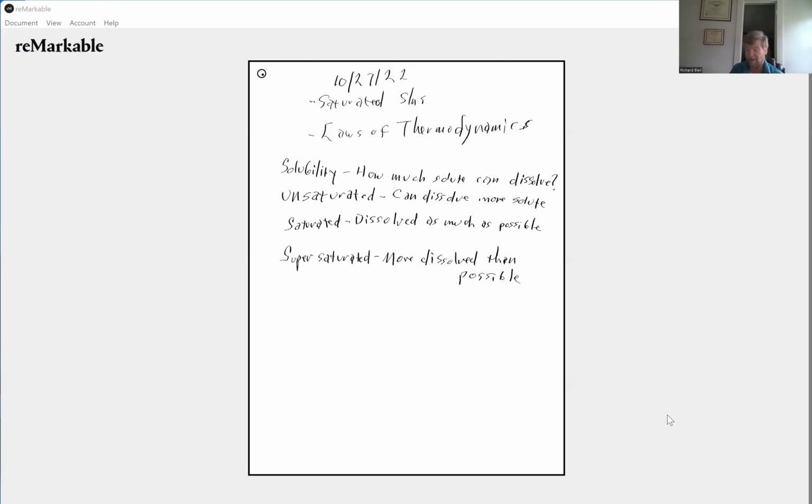More dissolved than possible. Supersaturated is an impossible solution that exists. All right, this may not make much sense to you. If it's impossible, how do you get there?